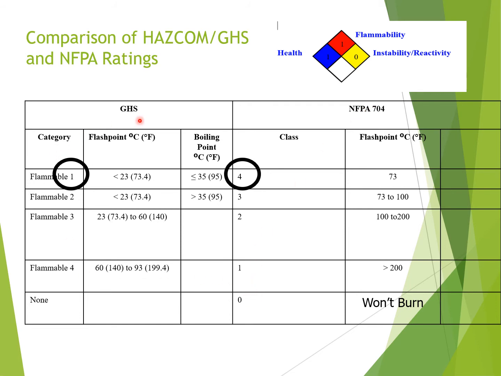Under OSHA, or the GHS regulation, that would be a 4. The moral of the story is that OSHA decided that they should do it opposite. So an NFPA 4, very hazardous. GHS 1, very hazardous. So there's an opposite correlation there, and that's something that you need to be aware of. It's a little bit confusing.